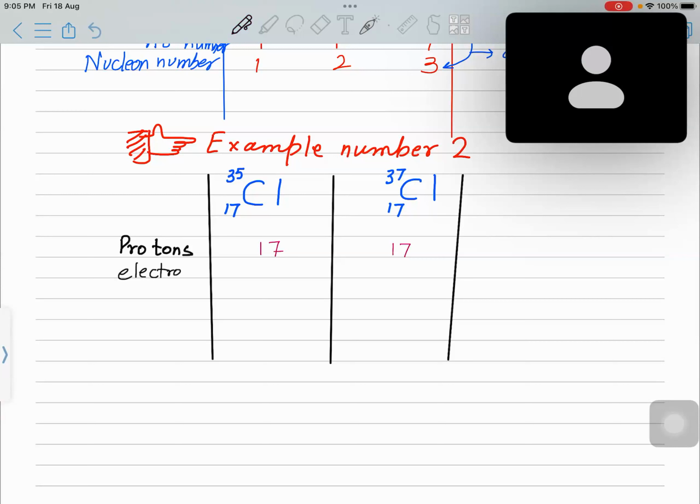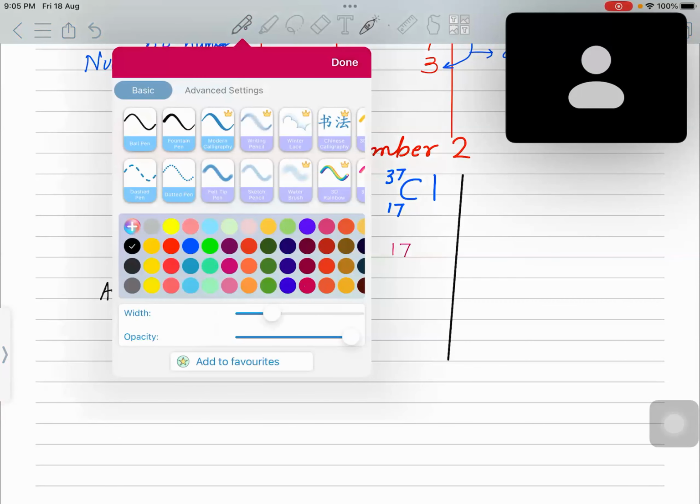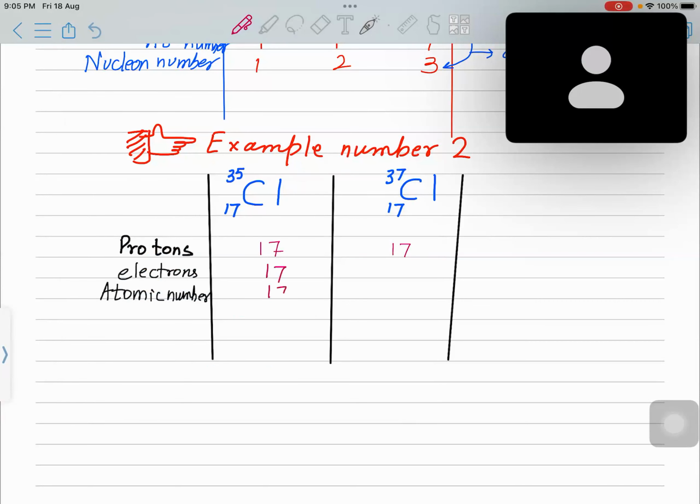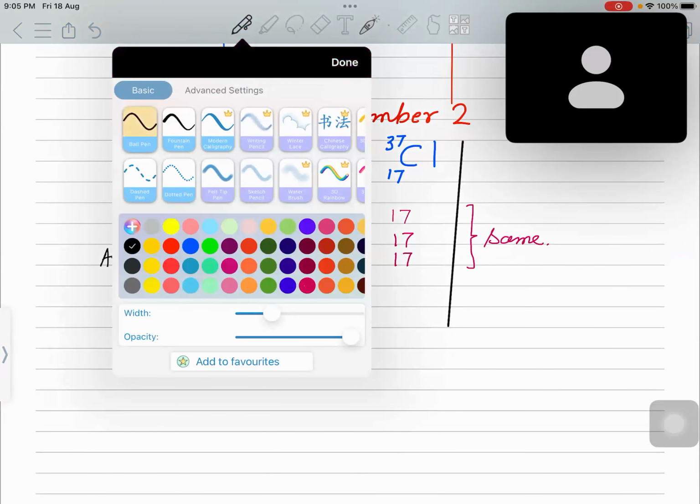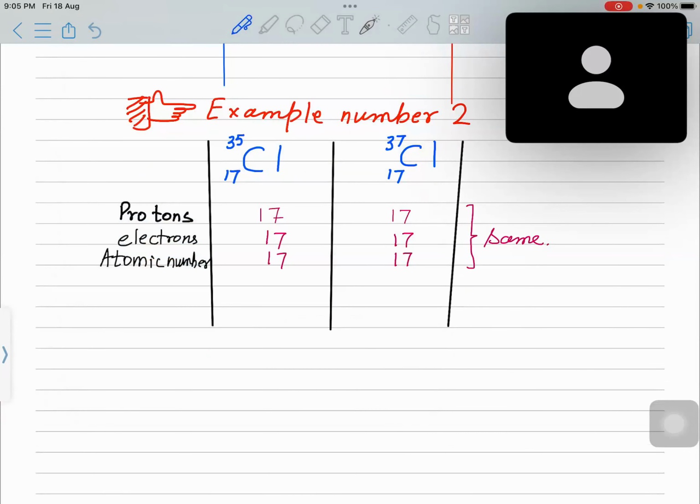Okay. And what about the atomic number? The atomic number is also the same. So all are 17, 17, 17, 17. So these three are the same. Now, second, how many neutrons?